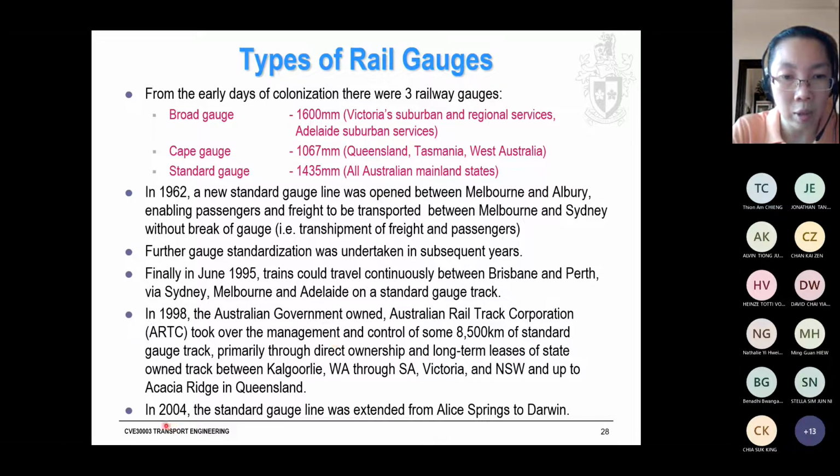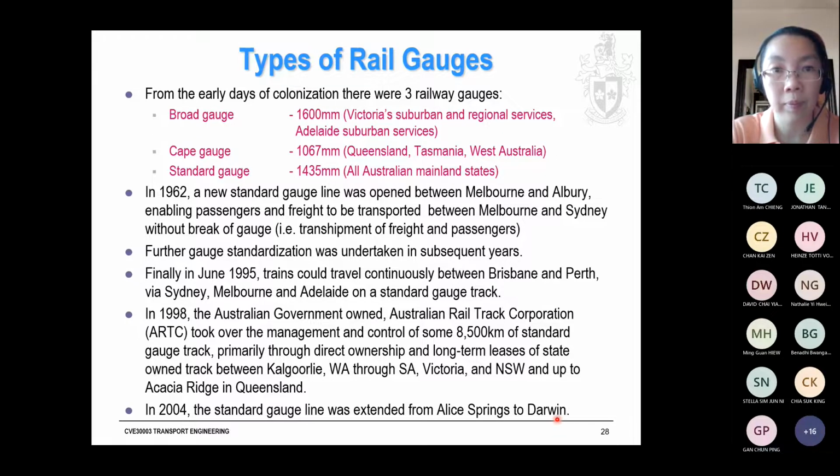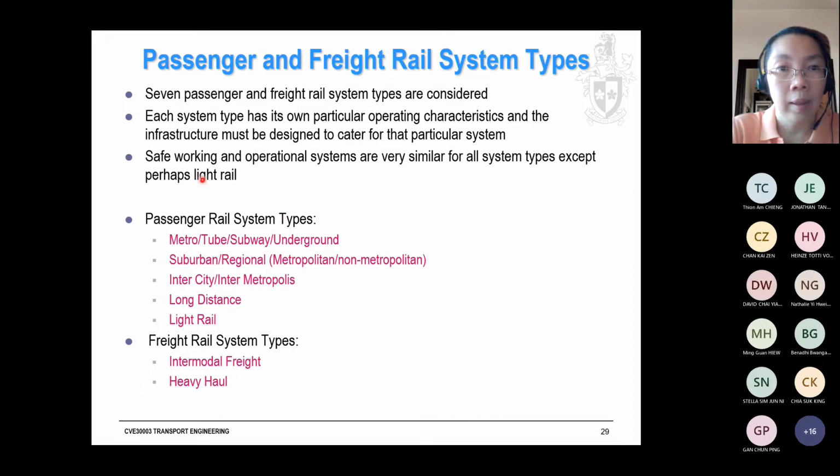Okay, so in 2004, a standard gauge line was extended from Alice Springs to Darwin. This is towards the north of Australia. Sydney is on the east side of Australia, Perth is on the west side of Australia, and Alice Springs and Darwin are towards the north. Okay, so once they have all that standardization done, then you could travel very smoothly between cities.